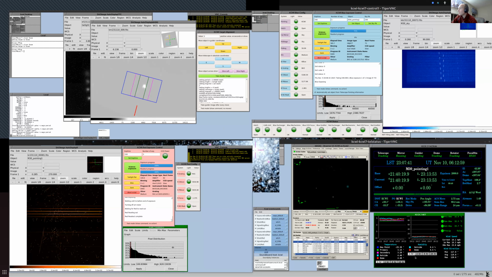CCD readout complete. So this is the last exposure we're going to do for these globular clusters until the Fornax dwarf galaxy becomes visible.